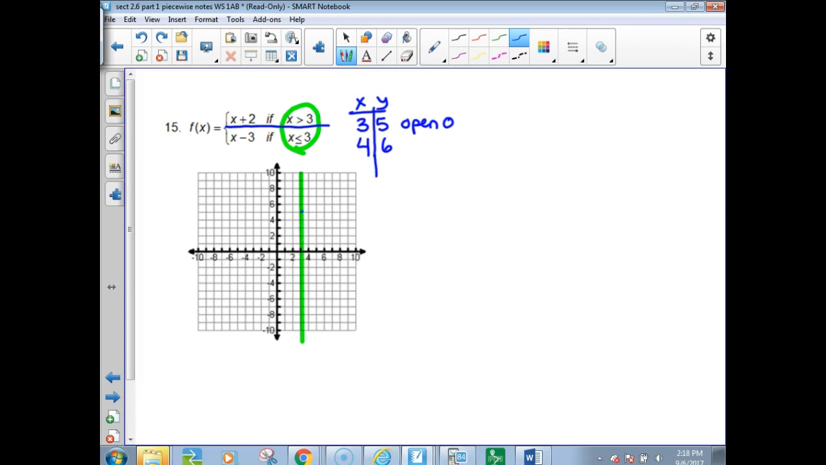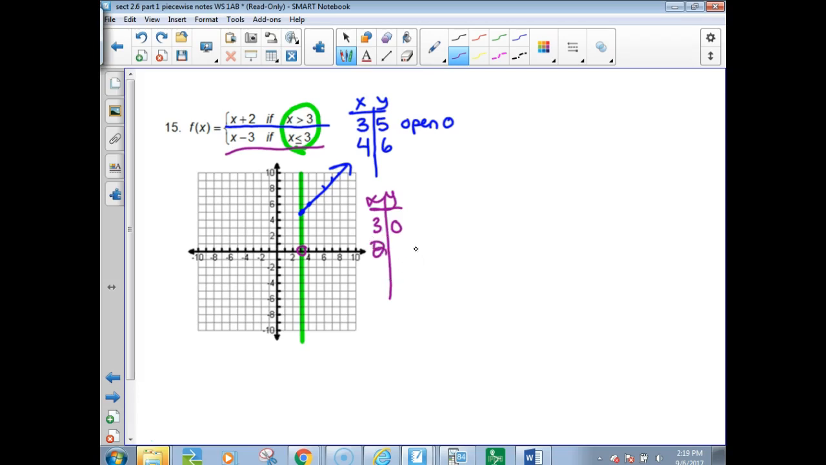3, 5, that's a point. 4, 6. Notice that this wasn't the left side first. You do have to read the inequalities. They're not all exactly the same. Okay? And then the slope was up 1, right 1. And now I'll go for the other part. I'll put in a 3, and I get 0. That's where my open dot is. Put in 4. Oh, no, that's big. I need to go small.